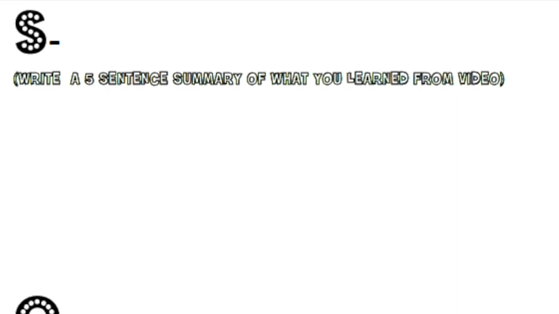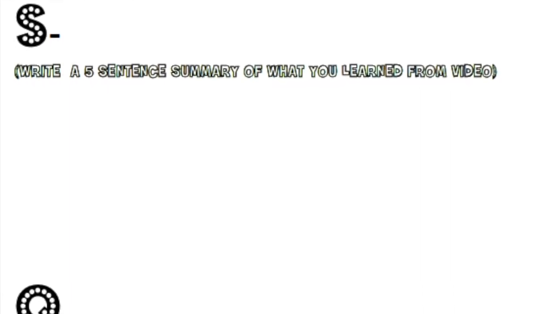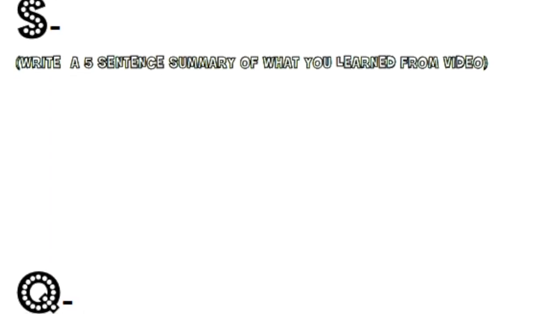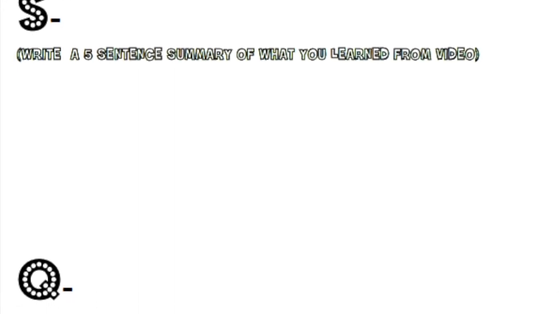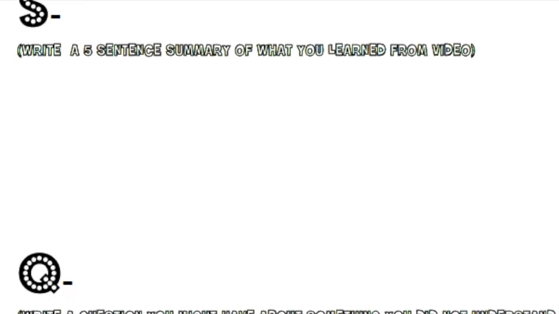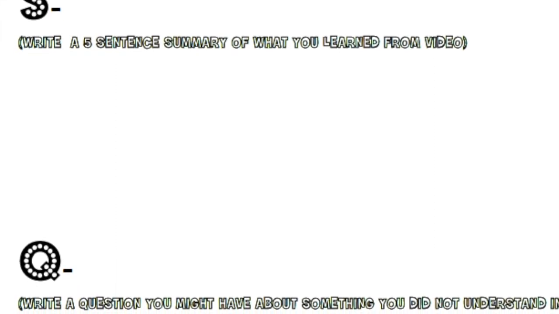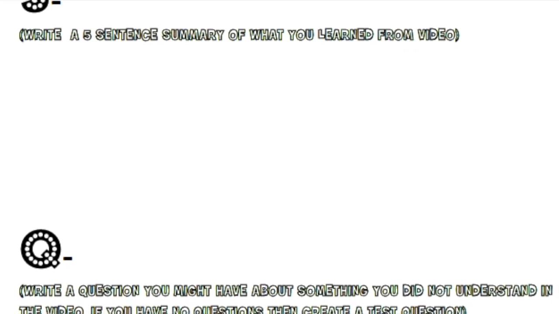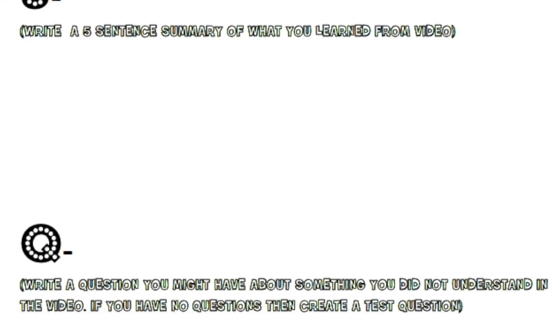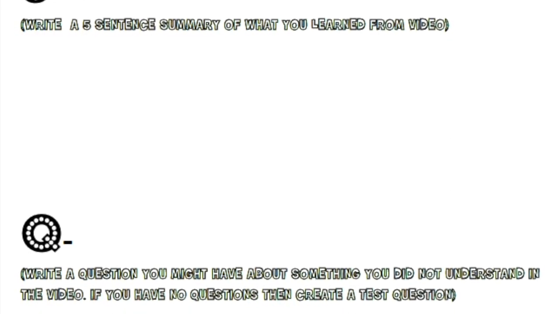So if you need to, please go back and watch any part of this video again if you don't understand something. Then in the S section, write a 5-sentence summary of what you learned from the video. When you're done with that, in the Q section, write a question that you might have about something you did not understand in the video. If you don't have any questions at all, please create a test question for your classmates.